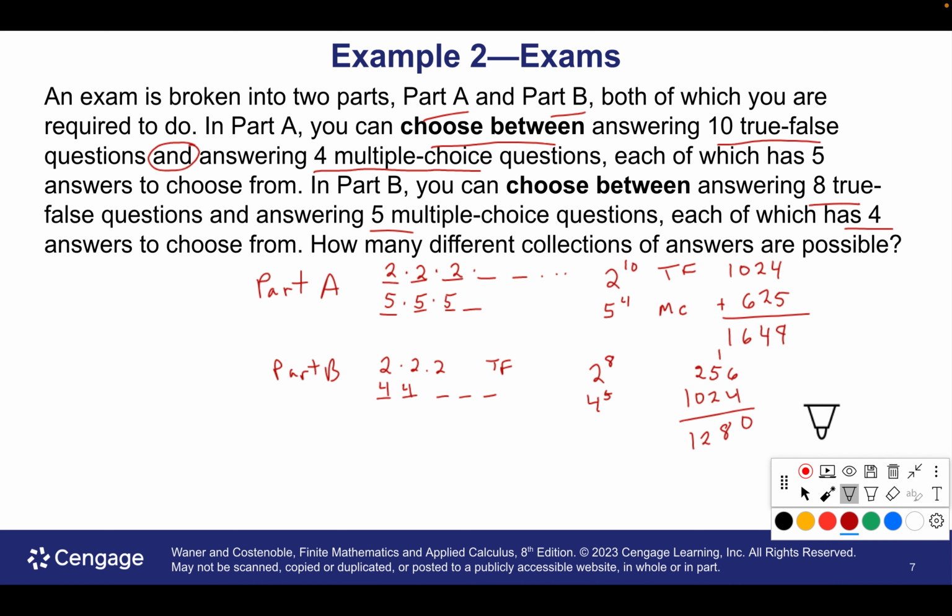There could be 1649 for part A. Part B is this. And since we have to do both parts, think of this as a decision tree. For each of these answers, there's this many coming off. You can't really draw it, but we know we need to multiply these two. So we'll take our 1649 times 1280.